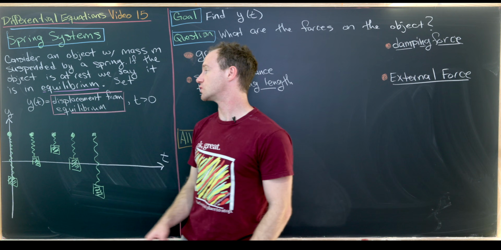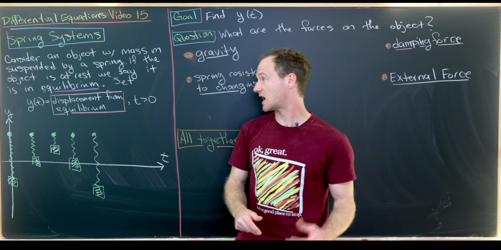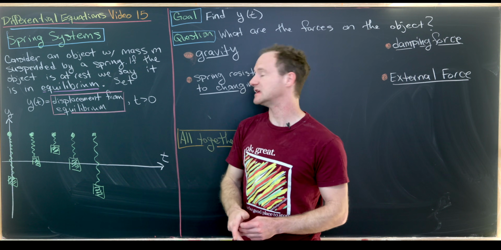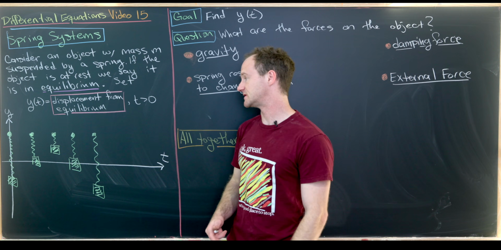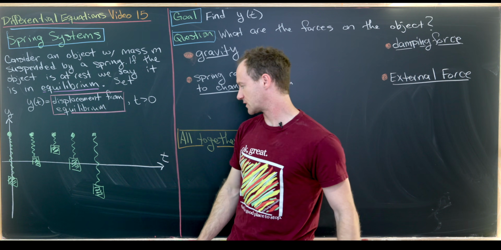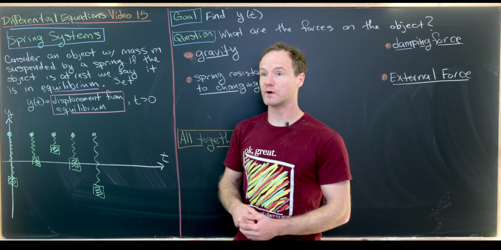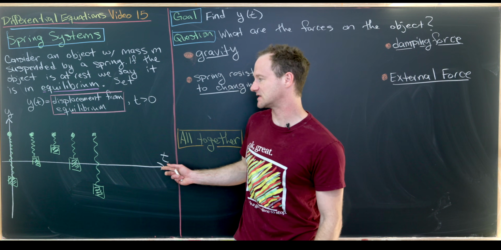Next, we'll set the function y of t to be equal to the displacement of this object from equilibrium at time t bigger than 0. So we're modeling this for positive time. So here's an idea of the picture of what's going on here. So I've set the equilibrium point to y equals 0, and so that would be this t-axis.